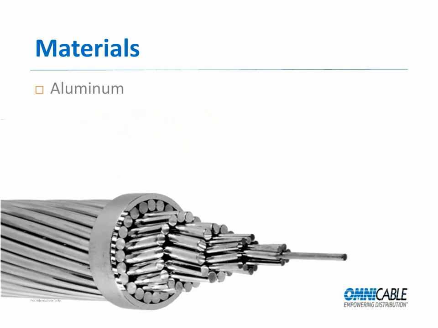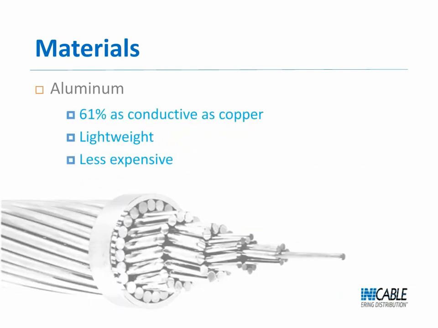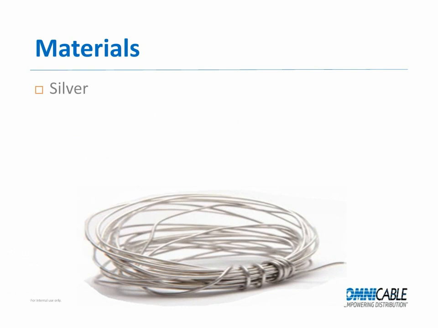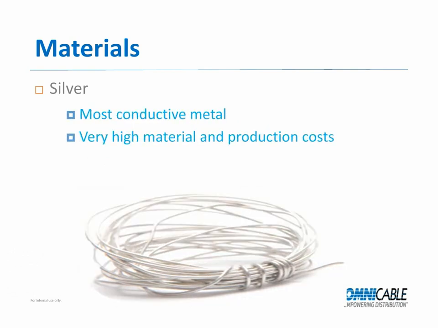Aluminum is another common conductor material. It is not as effective as copper as an electrical conductor, but it is very lightweight and inexpensive in comparison. Silver has the highest conductivity. However, its high material and production costs make it a less popular option than copper.